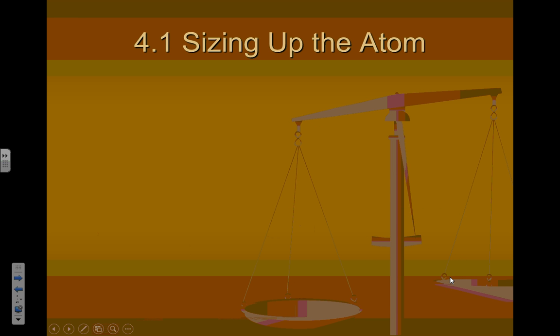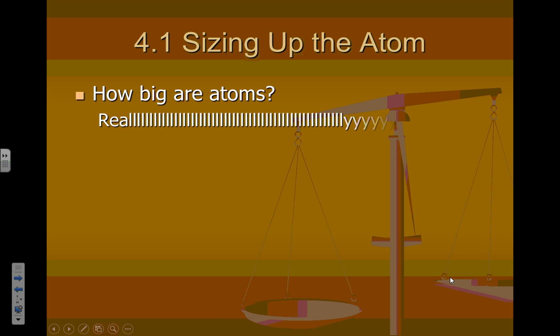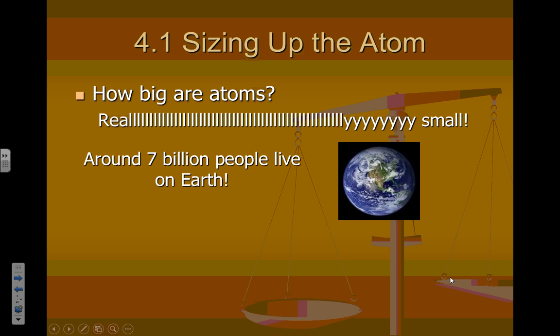Now, one of the things you need to have a better understanding about the atom is really its relative size. So, how big are atoms? Well, they're really small. And when I say really, I mean really small. Honestly, so small, it's kind of inconceivably small. We don't really have a way to get a grasp of it. So I want to look at a couple of situations to give you a feel for how small atoms actually are.